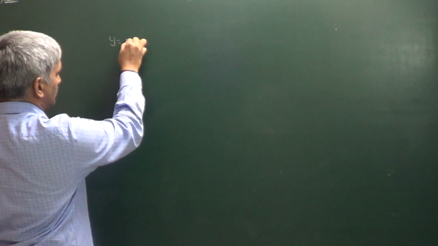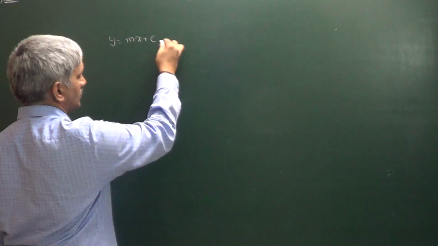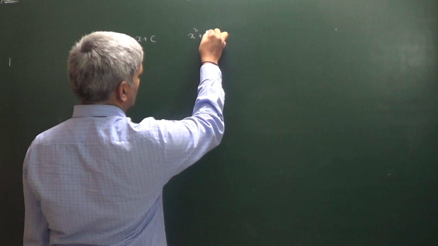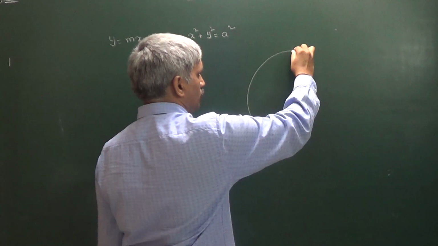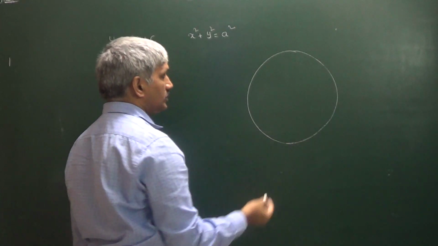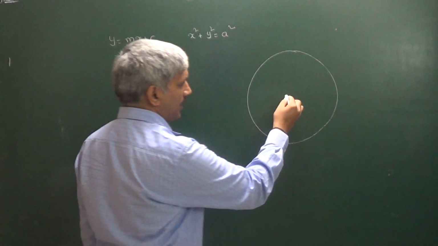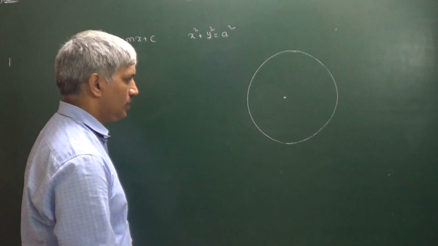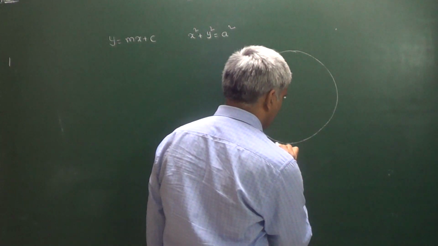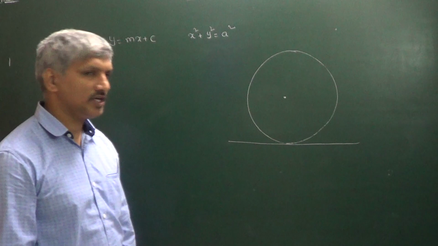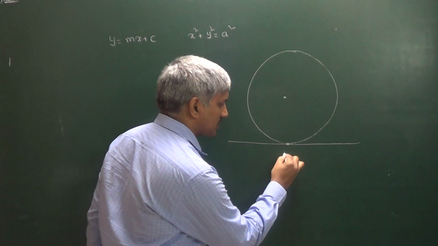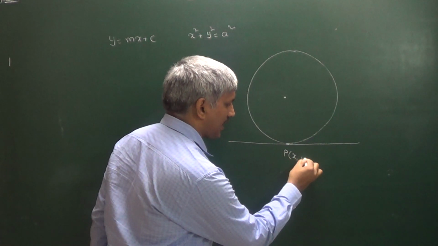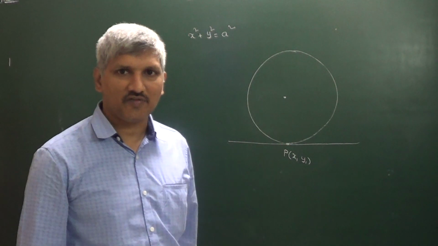Now the question is given like this. The line y is equal to mx plus c touches the circle x square plus y square is equal to a square. You know about that circle: the center is (0, 0) and the radius is a. Now the line y is equal to mx plus c touches the circle at a particular point. He is asking what is the point of contact. That means we have to find this point P (x1, y1).